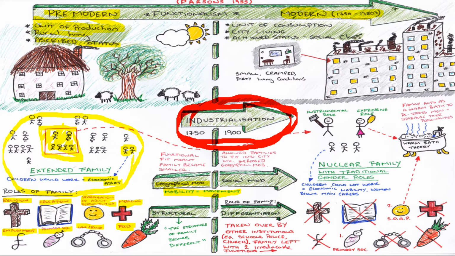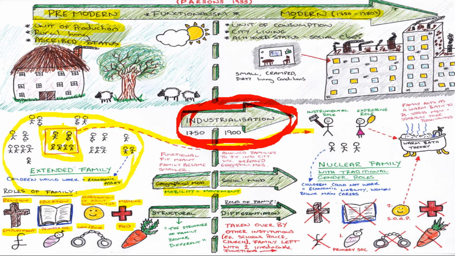Being a small family, as Parsons suggested, provided greater geographical mobility, the mobility being that they could move easily around the country. So the family, obviously living in the rural countryside, wanted to be part of industrialization, they needed to move to the big city. So this smaller family unit was easier for them to travel from the countryside to the city. So first thing is geographical mobility. The family became smaller and more mobile.